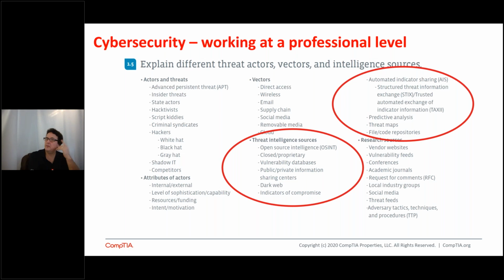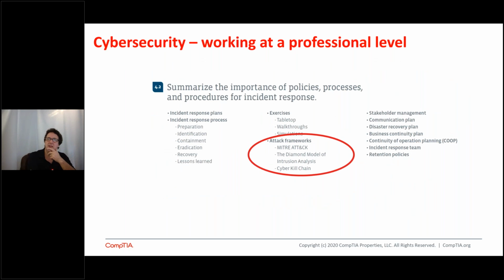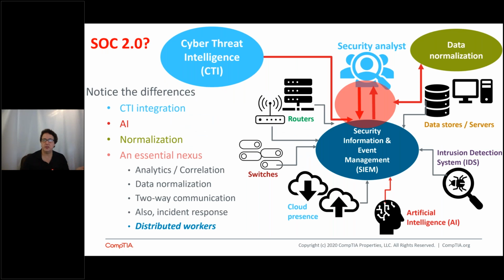Indicator sharing and all that. Well, remember I was talking about indicators of compromise and TTPs, right? Techniques, procedures, things like that, and threat intelligence resources. All of those things are needed. You need to understand those at a professional level. Attack frameworks, the MITRE ATT&CK model, the Diamond model. I went very quickly over those things, but those are just ideas of what we need to do as cybersecurity workers to secure today's attack surfaces.